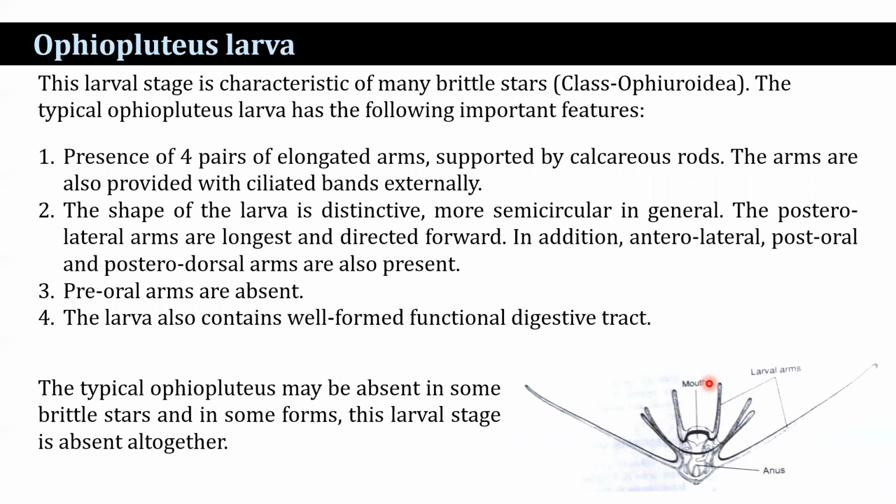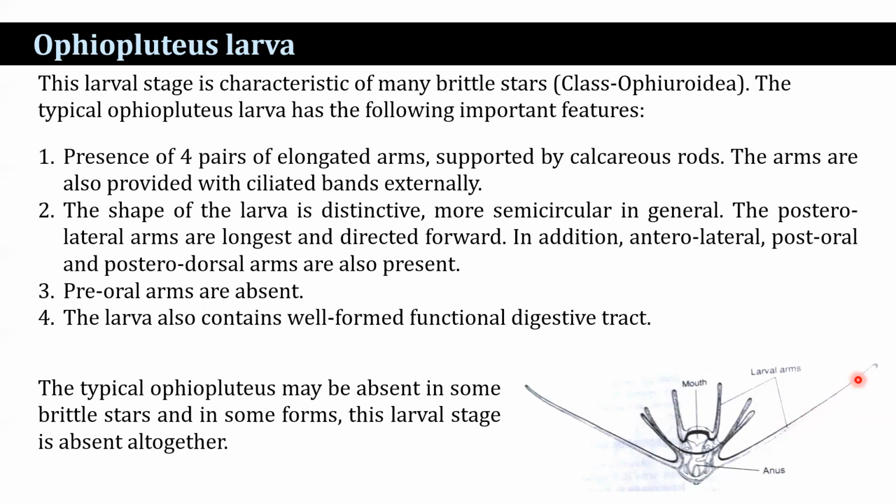The Ophiopluteus larva shows 4 pairs of elongated arms supported by calcareous rods. If you count, 1, 2, 3, 4, 1, 2, 3, 4, so the 4 pairs are present. The arms are also provided with ciliated bands externally. The shape of the larva is distinctive, more semicircular in general. The posterior lateral arms are longest. These are the posterior lateral arms, the longest arms.